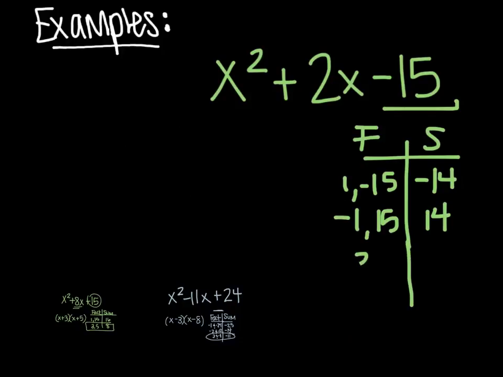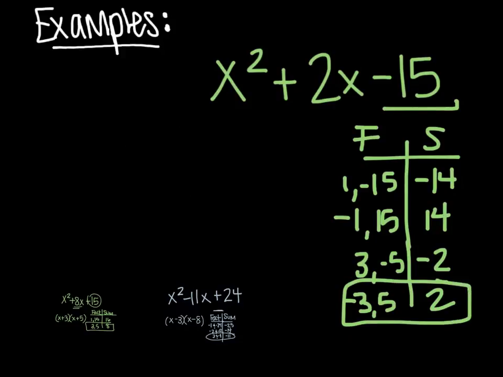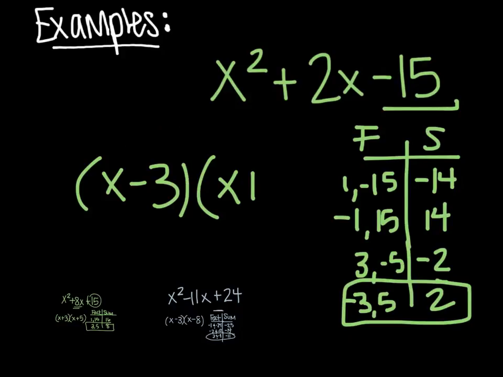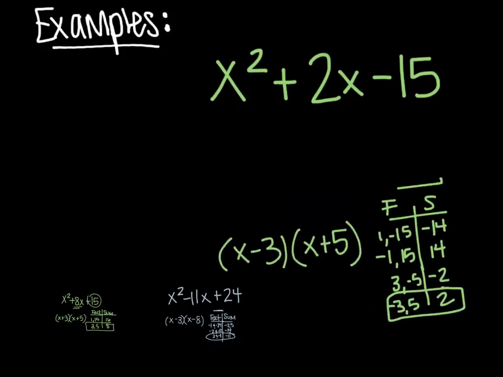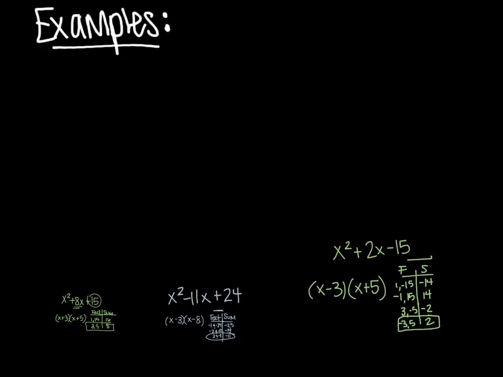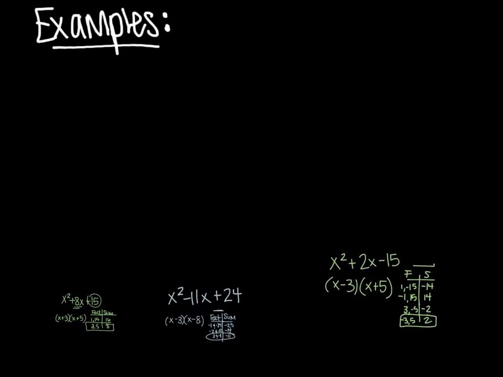Try some more. 3 and negative 5 would give me a sum of negative 2, but if it was negative 3 and 5, that would give me 2, and that's what we're looking for. So x minus 3, x plus 5. And again, this could be written by flipping the two binomials around as well. So it doesn't really matter how you write it as long as you write it correctly, using the correct numbers.